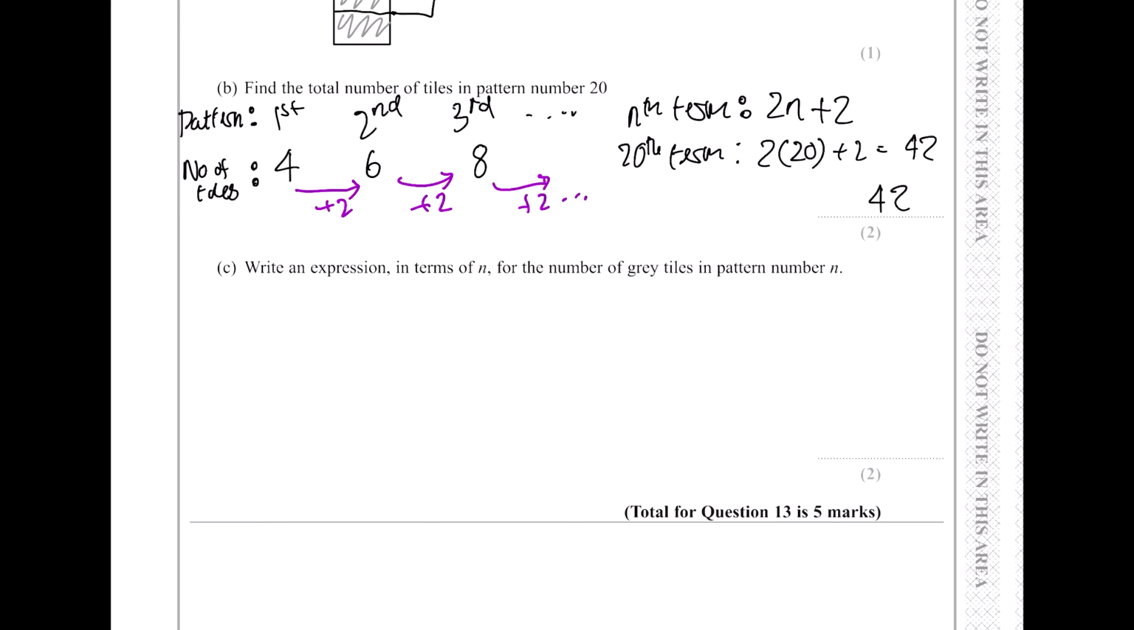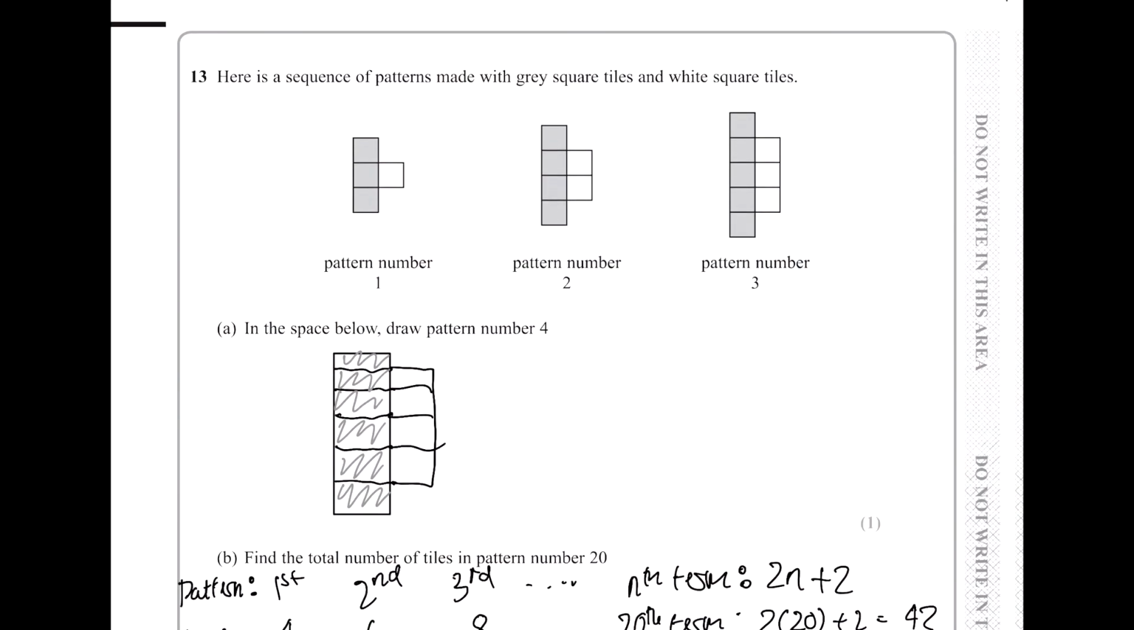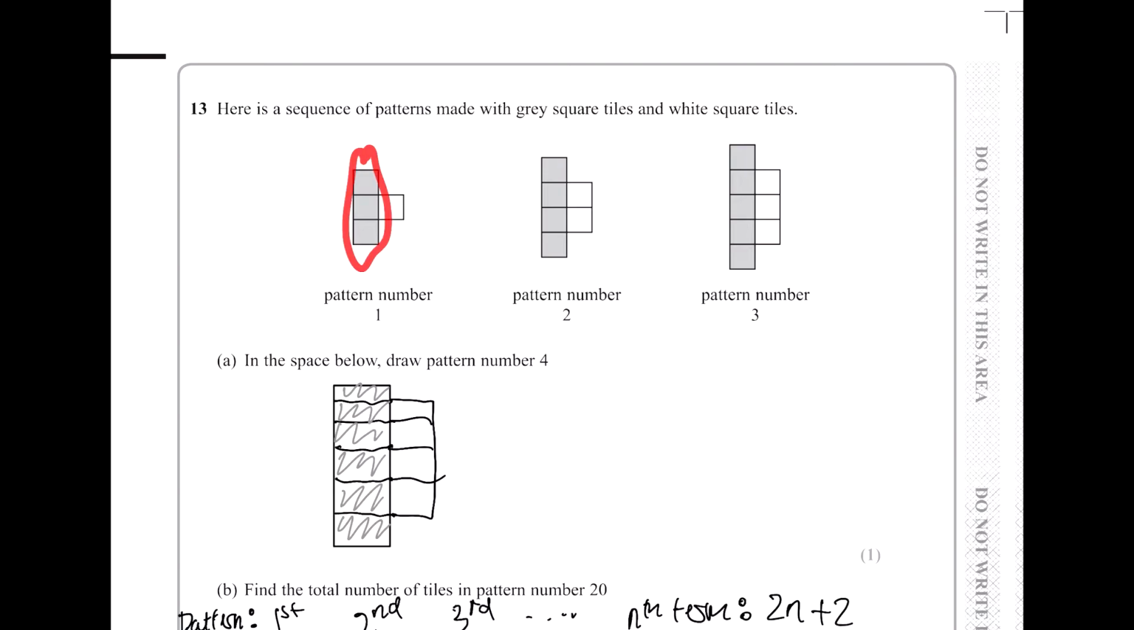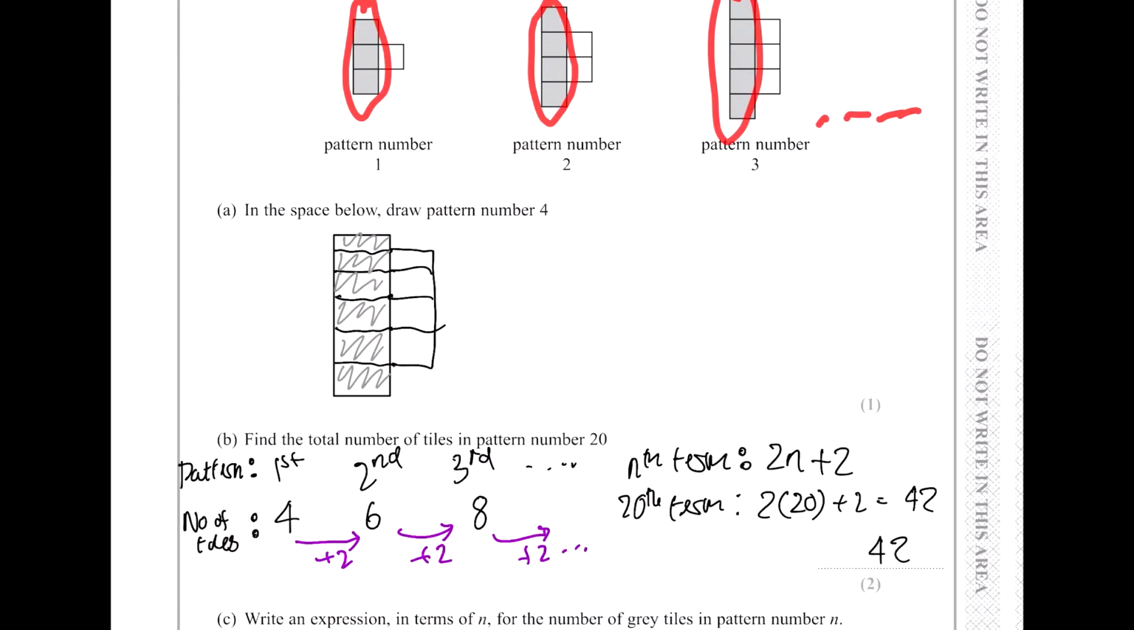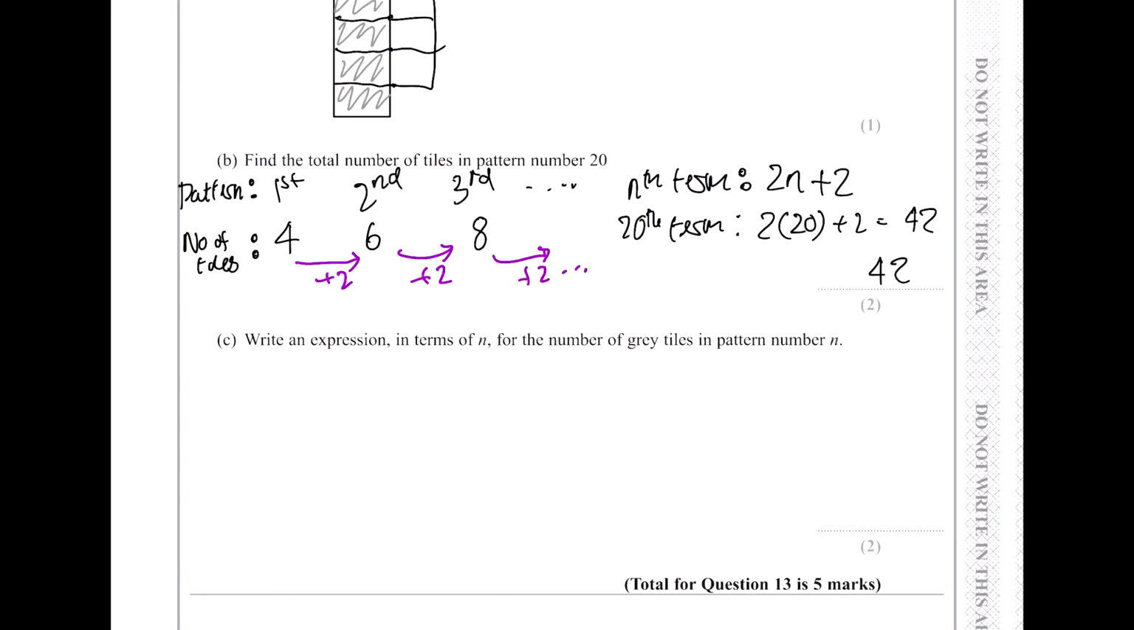Okay, the next one says write an expression in terms of n for the number of grey tiles in pattern number n. So let's see the link between pattern number and grey tiles. So here we have 3 grey tiles in pattern number 1. In pattern number 2 we have 4 and then 5. So again it keeps going up in ones for every pattern number. So let's write that out.